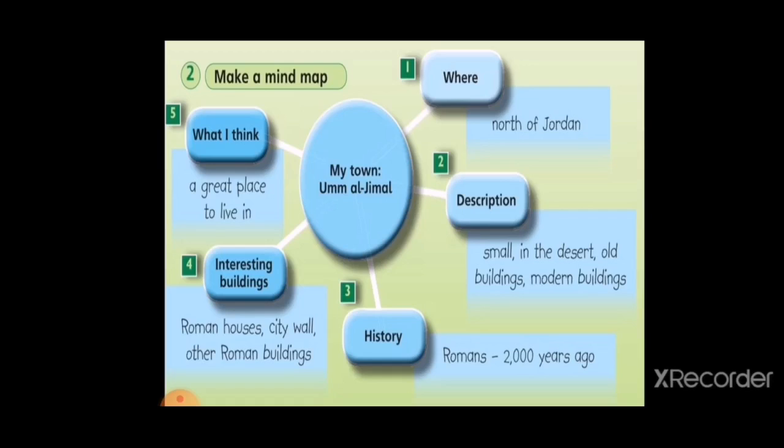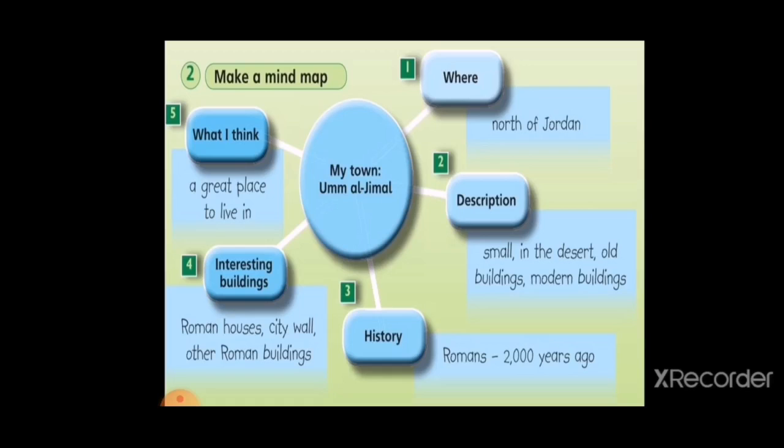My town is Jmal, where it's in the north of Jordan. He describes his town: it's small, in the desert. It has old buildings and modern buildings. What about the history? The Romans lived in Jmal about 2000 years ago. There are some interesting buildings such as Roman houses, the city wall, and other Roman buildings. He thinks it's a great place to live in. This is Omar's opinion about his town.